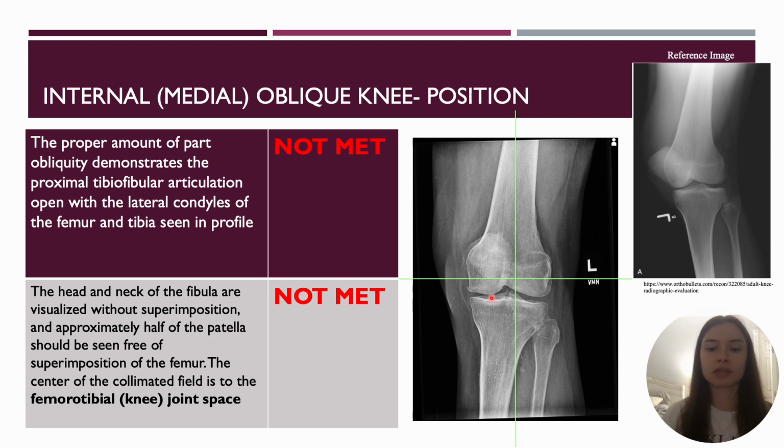In fact, that whole patella is superimposed by that femoral condyle, which means that we could have obliqued the patient a little bit more so that we could see more of that patella here. And the centering of this image is also a little bit off. We are centered a little bit too high since that joint space is down here.